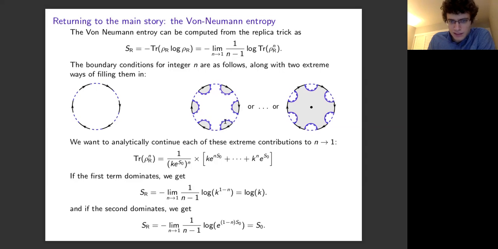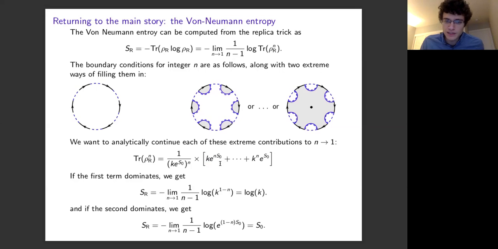If you look at the dotted line, there's exactly one loop. So there's one factor of k. And there's n disconnected disks. So we get k times e to the n s naught. At the other extreme over here, we have n dotted line loops. So we have k to the n, and we have one topological disk. So we have k to the n times e to the s naught.